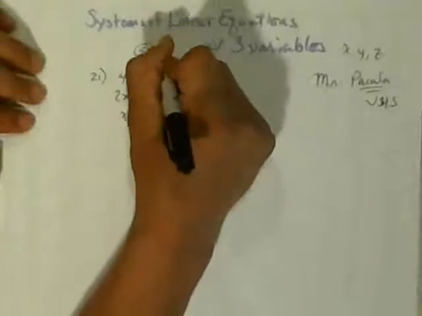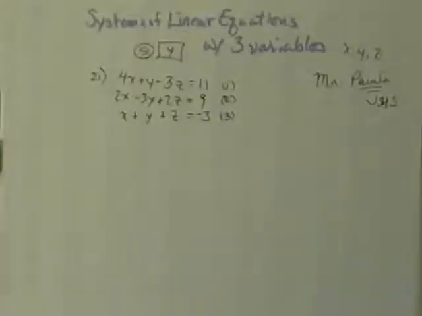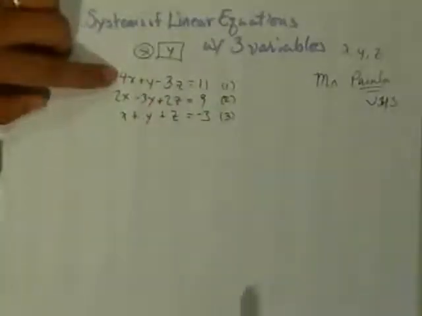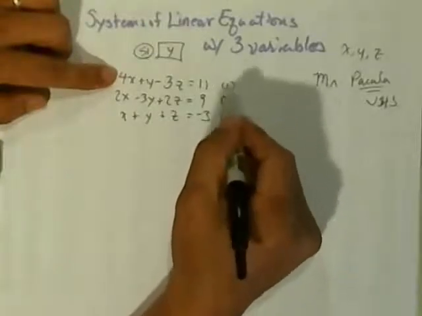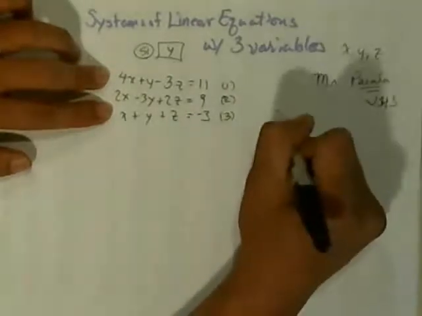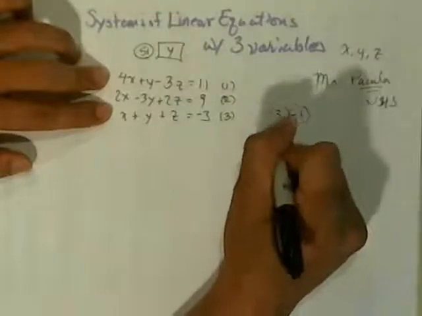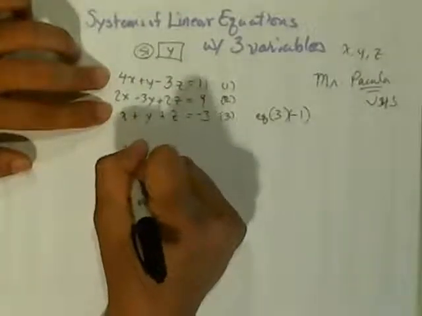Step 1. Box it, he said. He said box the y, because that's the variable we're going to try to eliminate. So using equation 1 and equation 3, that's the easiest way to eliminate. I'm going to multiply equation 3 by negative 1.